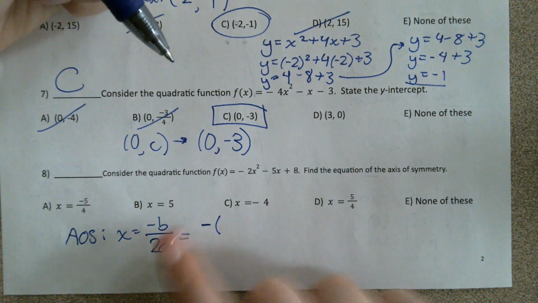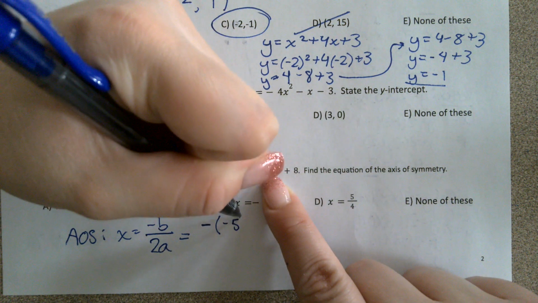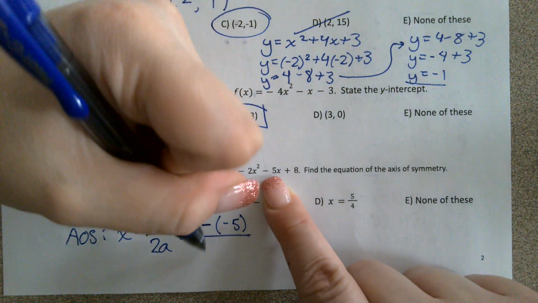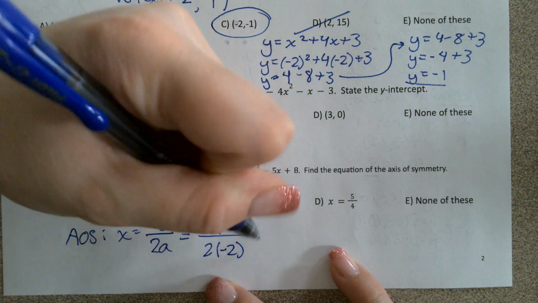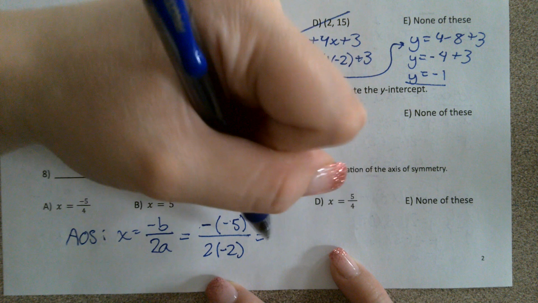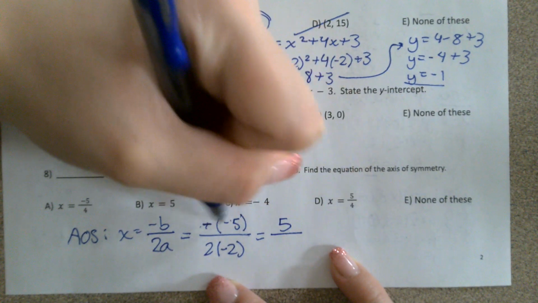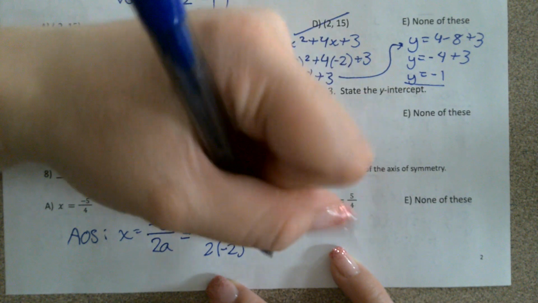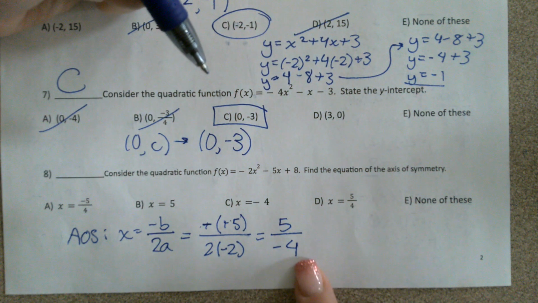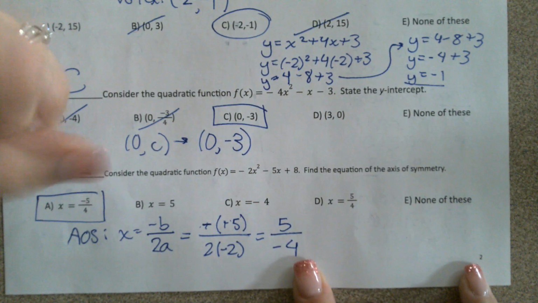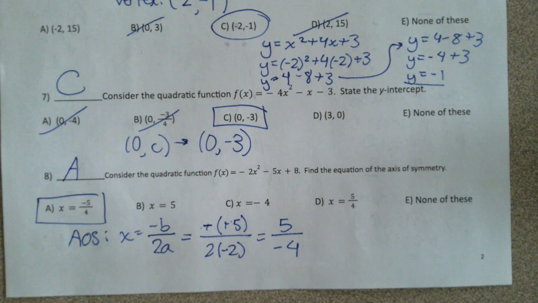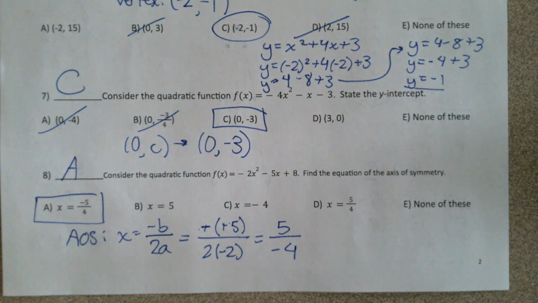Negative is always there. B is -5. Over. 2 times a is -2. -5, that becomes a +5. 2 times -2 is -4, so we need -5/4. Looks like A. Yeah. A is our answer here.